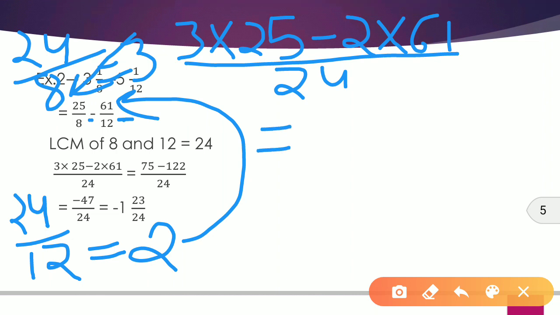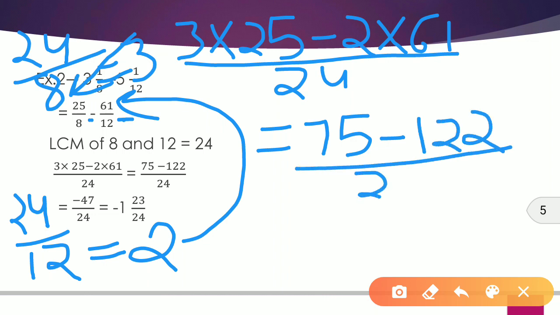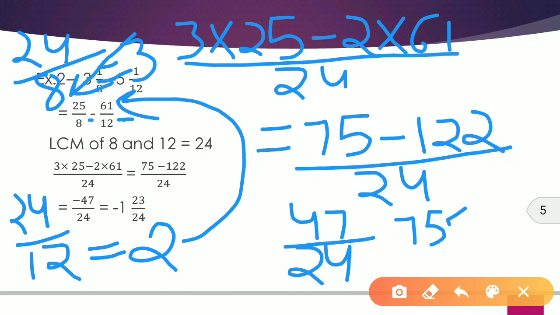Now this 3 into 25 gives you 75. After that this negative sign. 2 into 61 gives you 122 upon the denominator, which will be the same, 24. Now 75 minus 122 will be 47 upon 24, and 75 is less than 122 and the sign of 122 is negative. That's why we are writing here minus 47 upon 24.